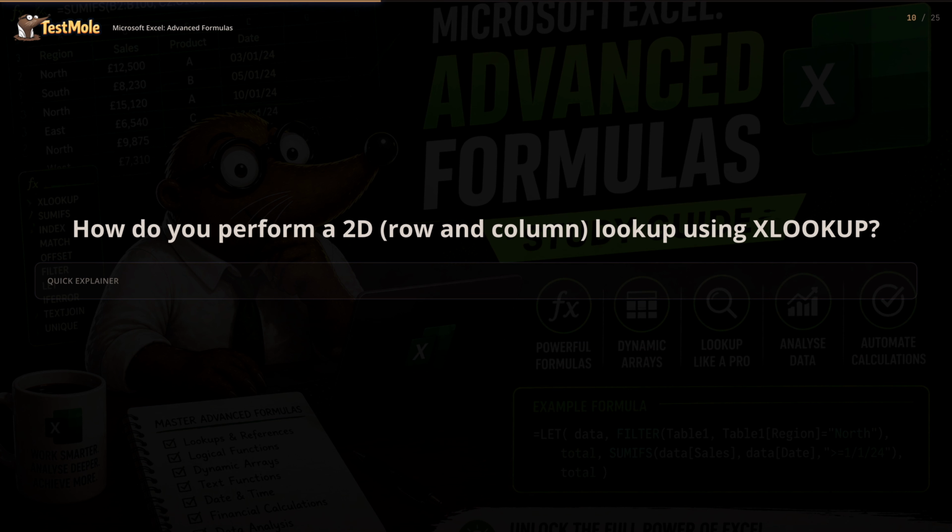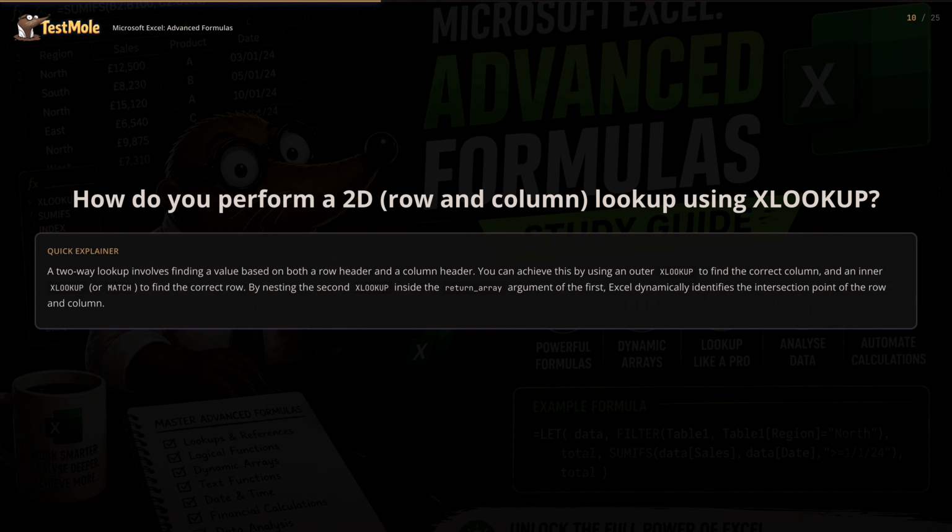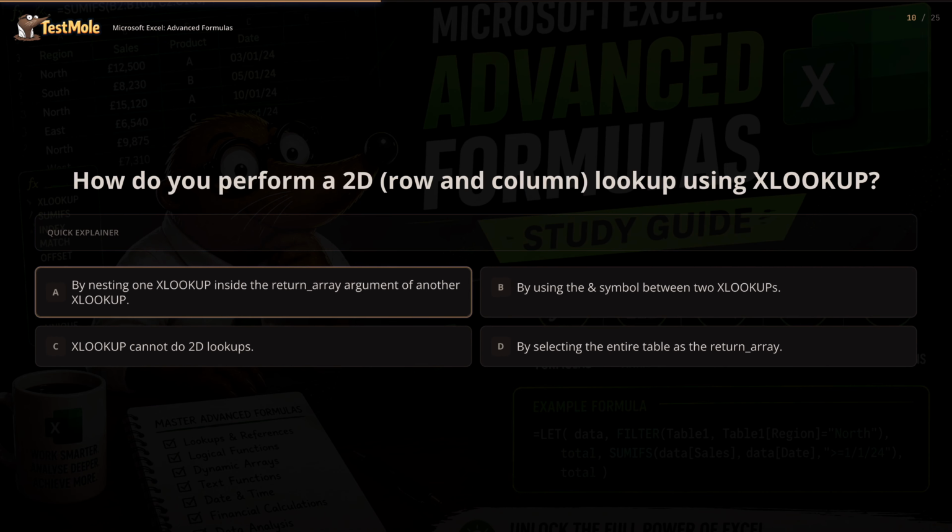How do you perform a 2D row and column lookup using XLOOKUP? A two-way lookup involves finding a value based on both a row header and a column header. You can achieve this by using an outer XLOOKUP to find the correct column and an inner XLOOKUP or MATCH to find the correct row. By nesting the second lookup inside the return array argument of the first, Excel dynamically identifies the intersection point of the row and column.